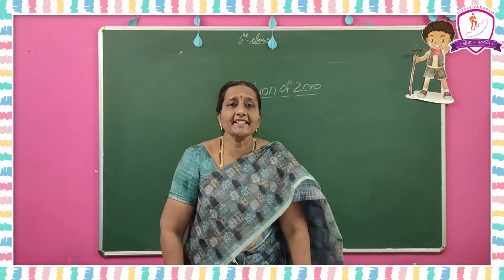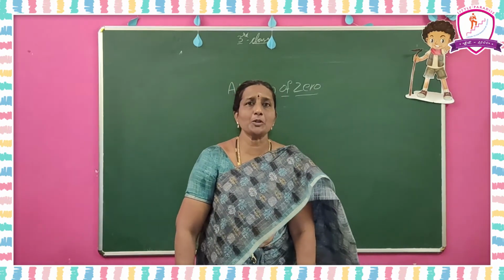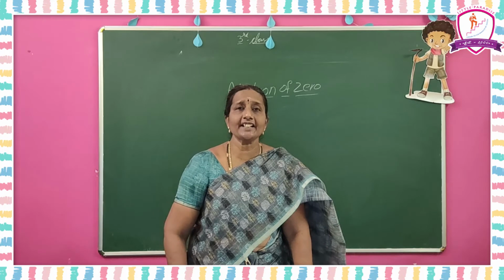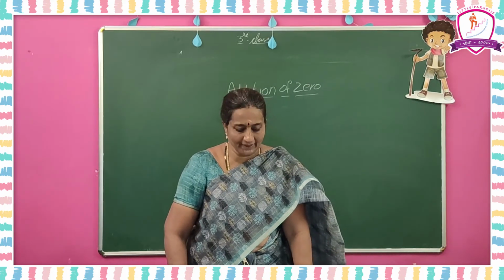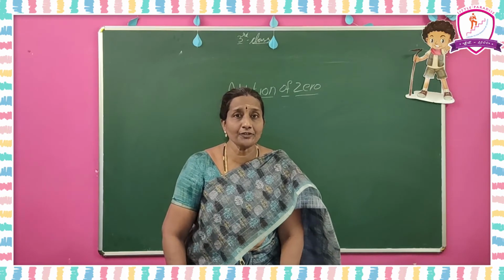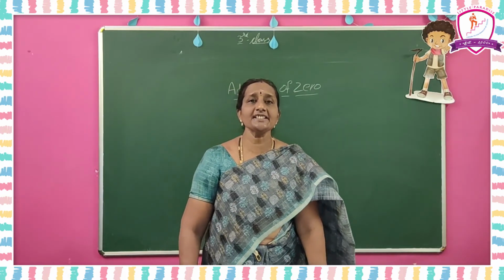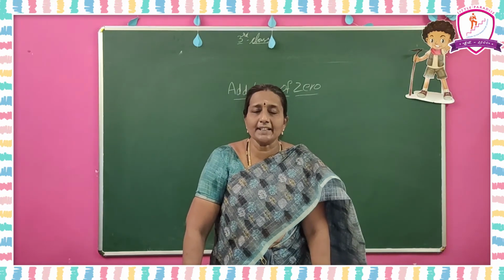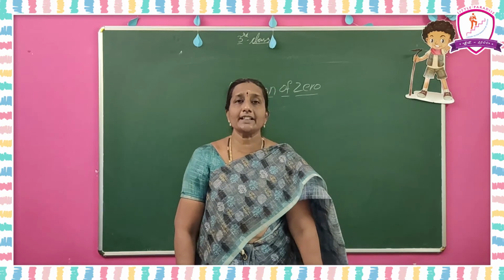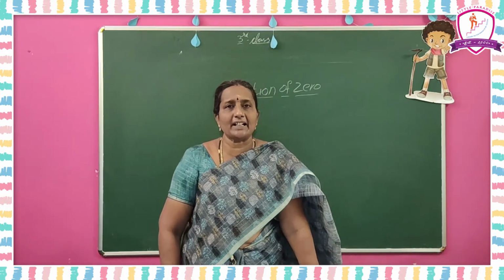Now, the next property is addition of 0. We already discussed two properties. The first one is the order property and the next one is the grouping property, and now addition of 0. The third property is addition of 0. That means if we add 0 to any number, the number remains the same.